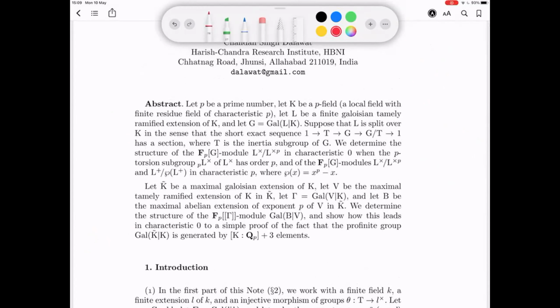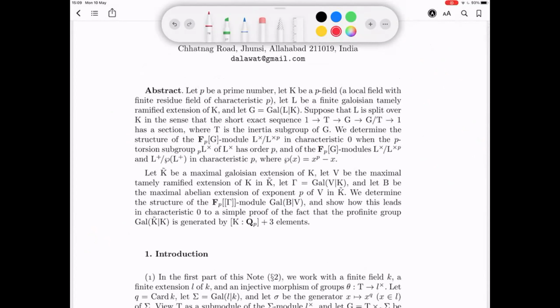So that's what it says. Let's read the abstract so that I'll tell you once again. Maybe there's something else we will do if time permits. So let's go through this.